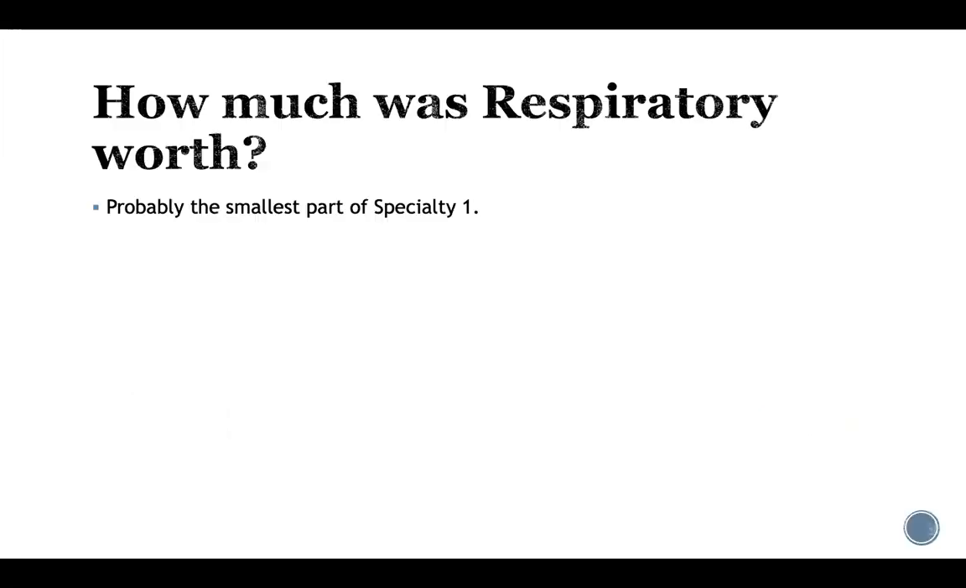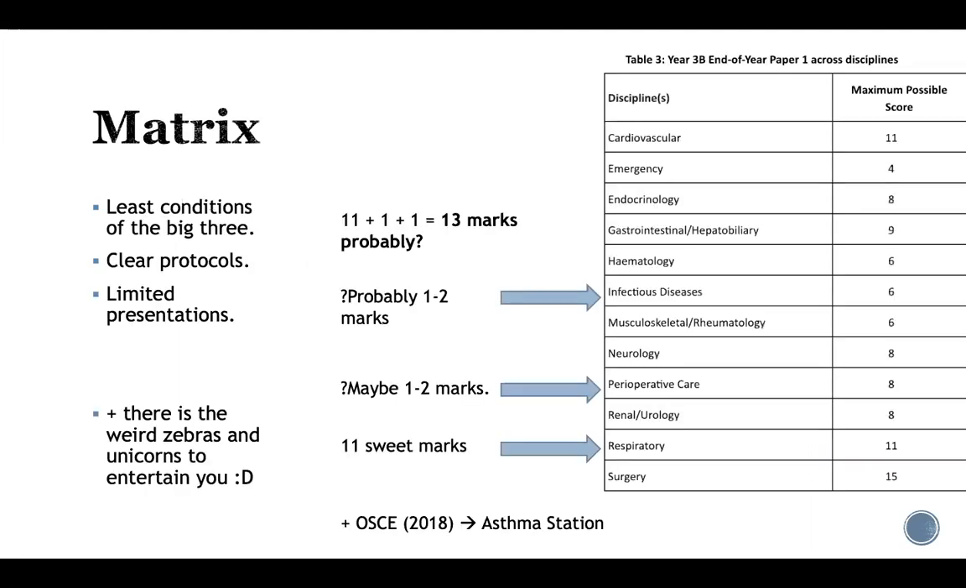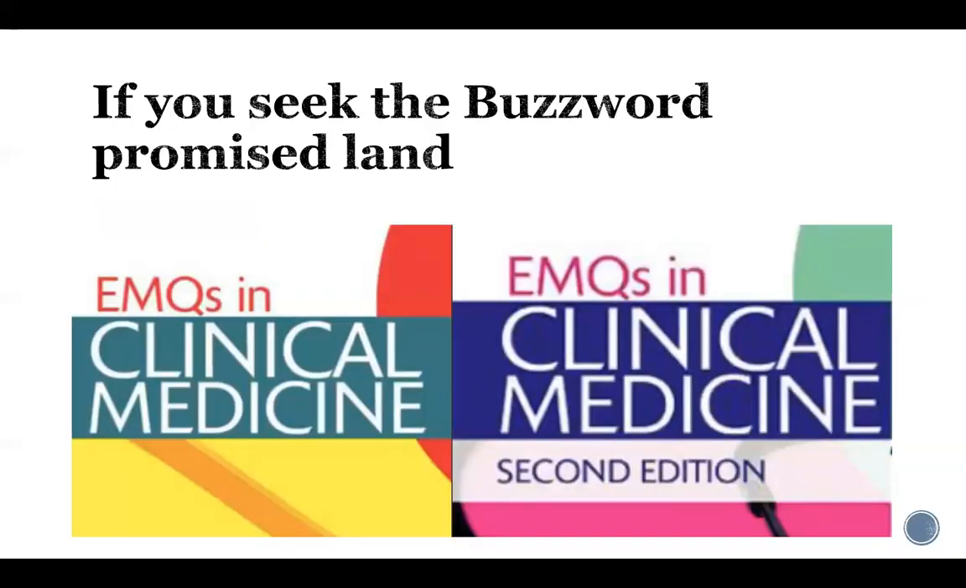So I'm just going to go through respiratory. Respiratory is the smallest part of specialty 1, which I call the cardio resp GI block. If you look at the distribution, compared to cardio and GI, it's very little. There's a bit from infectious diseases, which is going to be pneumonia. There's a little bit on perioperative care, like maybe you need to give CPAP to an OSA patient. And then there's about 11 marks on respiratory.